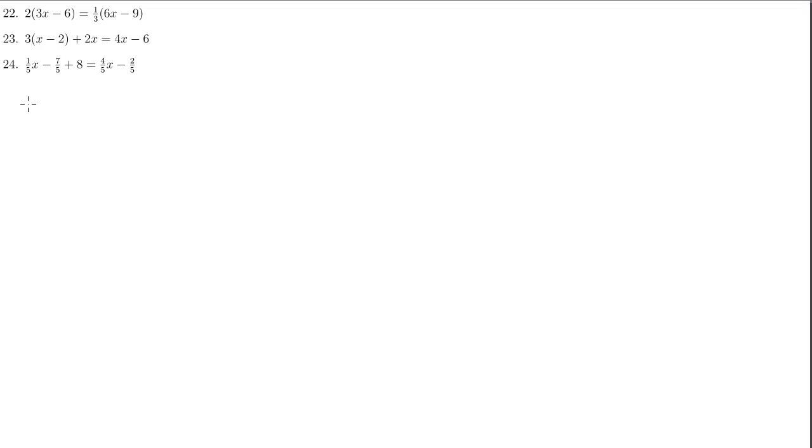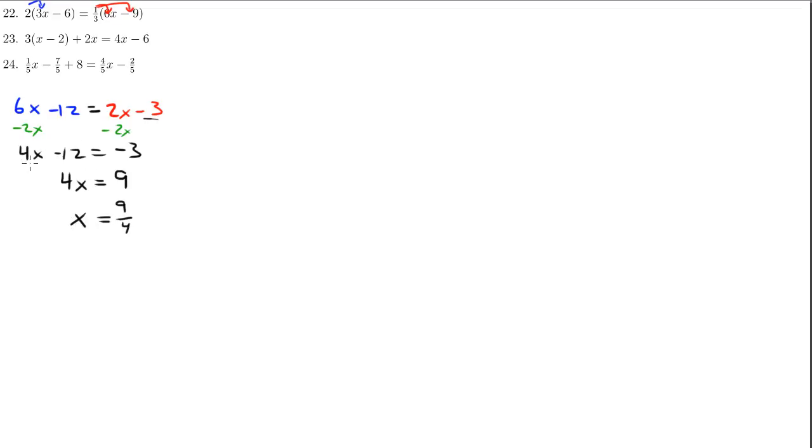For number 22, I'm going to take, let's see here, that 2 and distribute it. So we'll get 6x minus 12 is equal to, and then we're going to distribute the 1/3, 2x minus 3. Okay. Subtract 2x from both sides will give us 4x minus 12 equals, the negative 3 remains. Add 12 to both sides. 4x is 12 minus 3, so that's 9. Divide by 4, x is 9/4. Great. And I didn't need the help of a calculator to check that one.